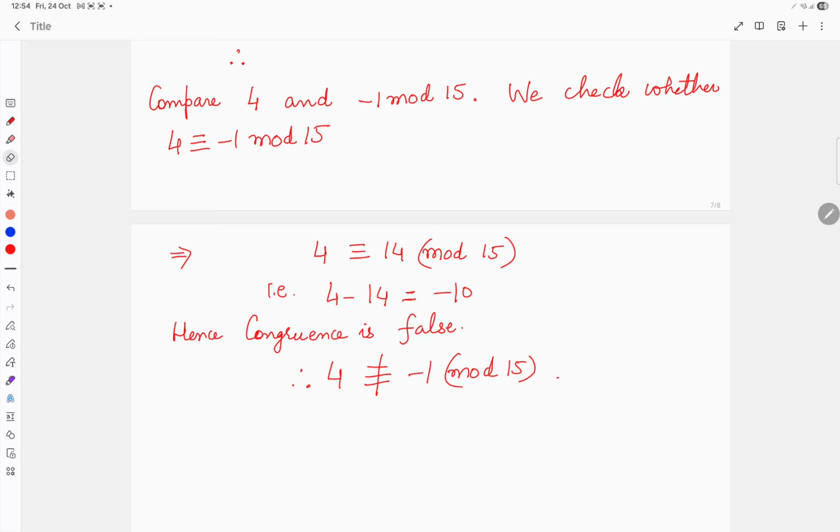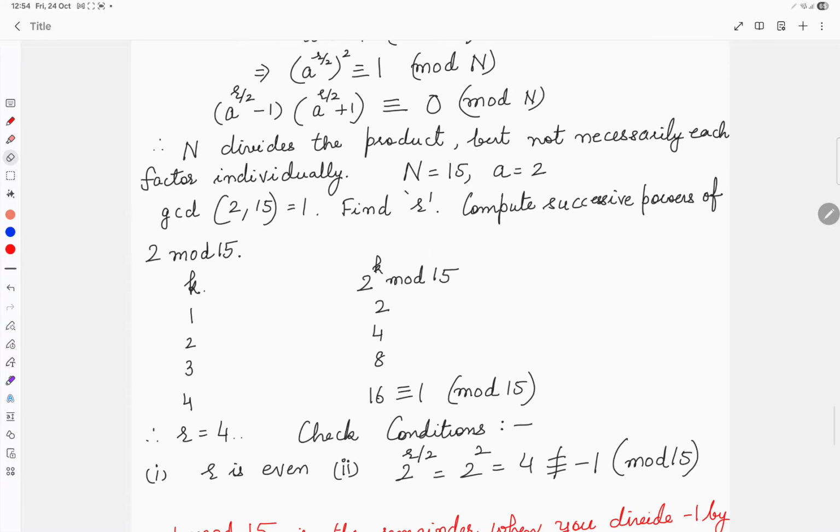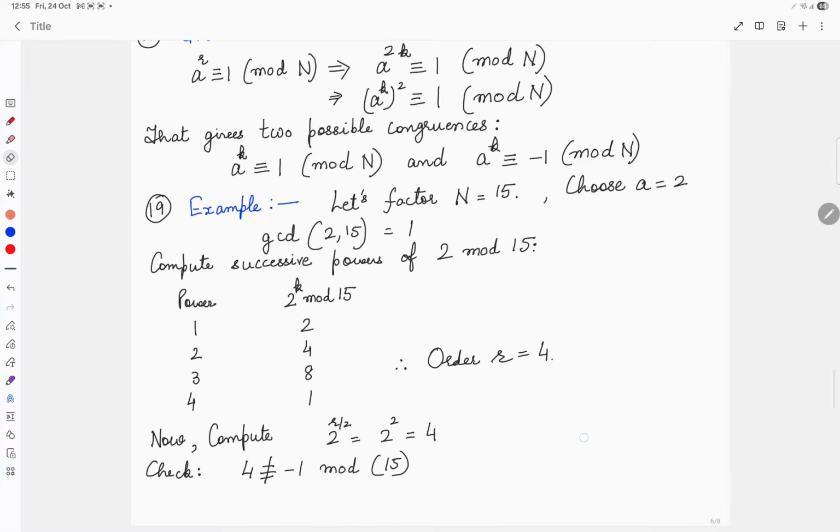So we have to check whether 4 is congruent to 14 mod 15. How can we check this? We divide 4 by 15, the remainder is 4. We divide 14 by 15, the remainder is 14. Therefore 4 is not equal to 14. That means the two remainders are not equal, so the congruence is false. Hence our second condition is true.